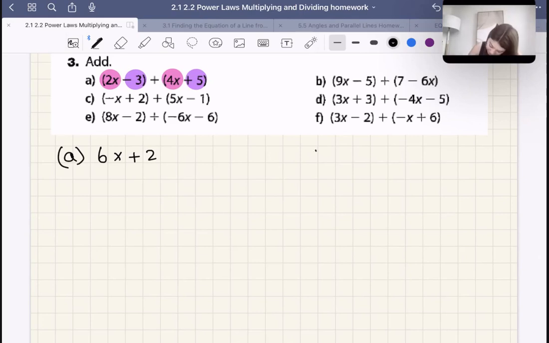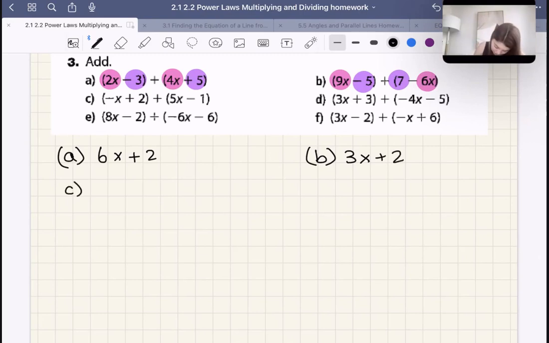Okay, what about B over here? We have 9x and 6x as like terms. Or actually, let's be consistent throughout. Let's do pink as the terms with x, so 9x and negative 6x are like terms, and then 7 and negative 5 are also like terms. So for B, 9x minus 6x would give us 3x. Then we'd have negative 5 plus 7, which is going to be plus 2. So there we go.